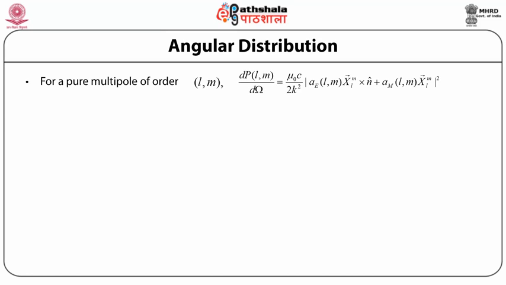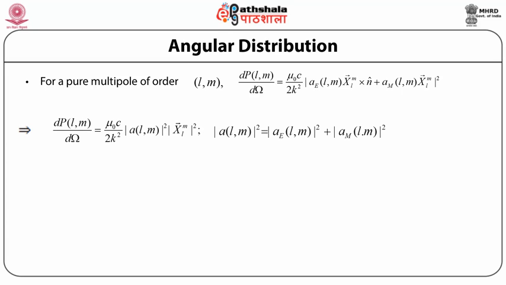For a pure multipole of order (L, m), we have dP(L,m)/dΩ = (μ₀c/2k²) |a_E(L,m) X_Lm × n̂ + a_M(L,m) X_Lm|², which implies that dP(L,m)/dΩ = (μ₀c/2k²) |a(L,m)|² |X_Lm|².